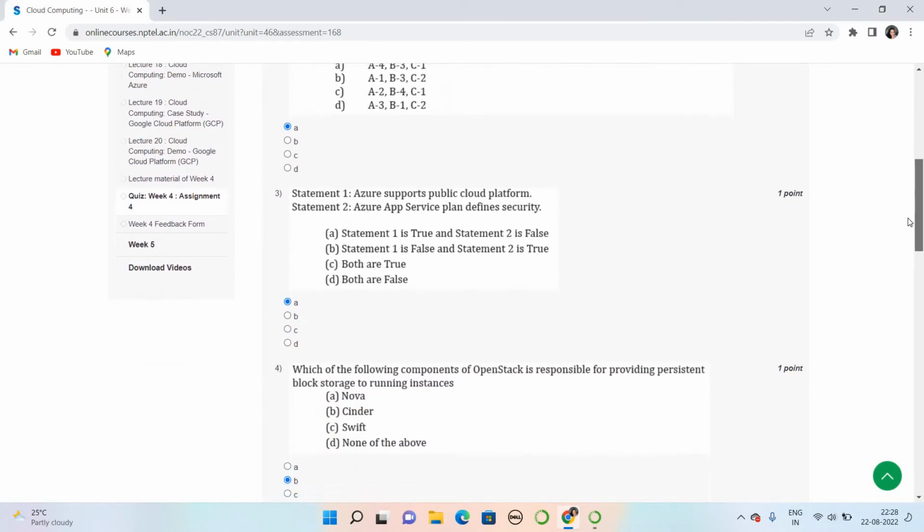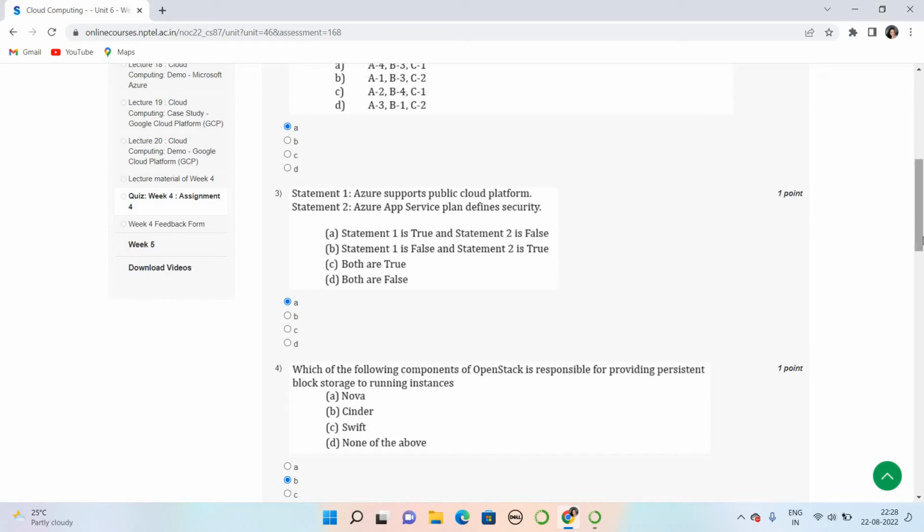Now coming to question number 3. Statement 1: Azure supports public cloud platform. Statement 2: Azure App Service Plan defines security. Which one is the correct answer? Statement 1 is correct, but statement 2 is false. So option A is the correct answer.